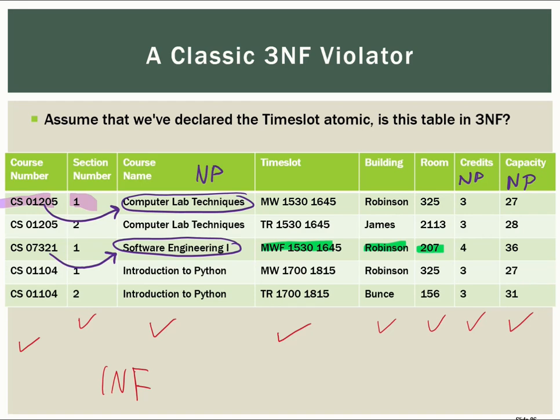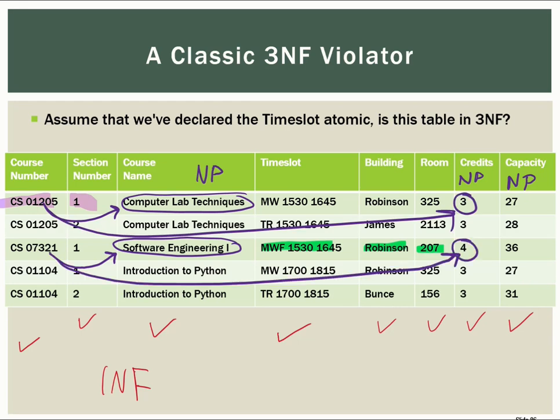So we are not in second normal form. But let's look at the other ones. Let's look at the credits of the course. Well, the credits of the course are also determined by the course number. Now, the last non-prime attribute is the capacity. It's the capacity of the room. So these two fields, the building and the room, will determine the capacity. That room has the capacity of 36. Bunce 156 has a capacity of 31. And we can see that those two fields are a subset of our second candidate key.